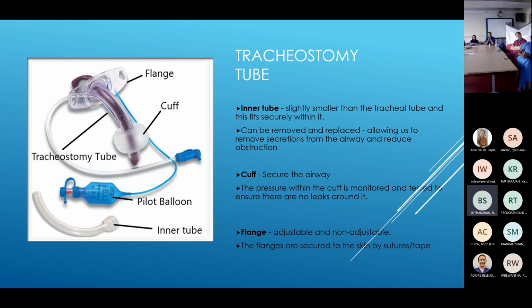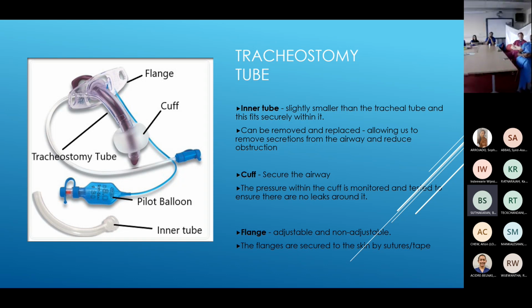Just going into what a tracheostomy tube looks like. So here's a picture for you. You have the inner tube and the outer tube. The inner tube is slightly smaller than the tracheal tube itself. It fits inside. This is good because it can be easily removed or replaced, and you'd want to do this if you were trying to remove secretions or even treat an obstruction.